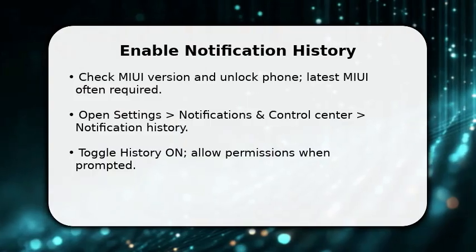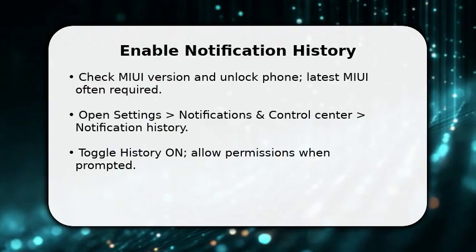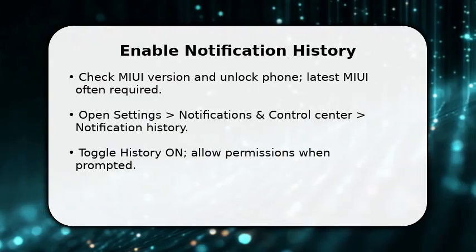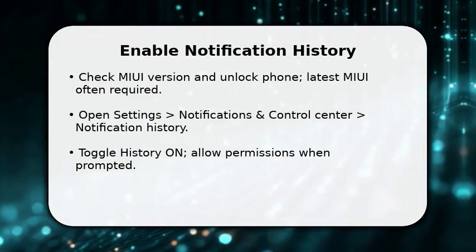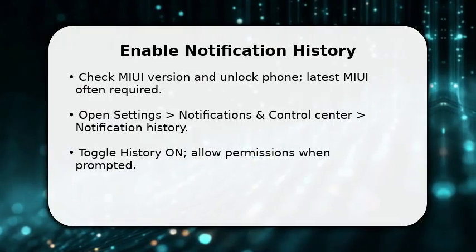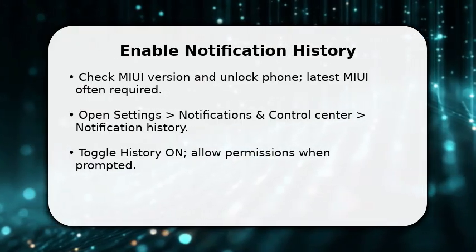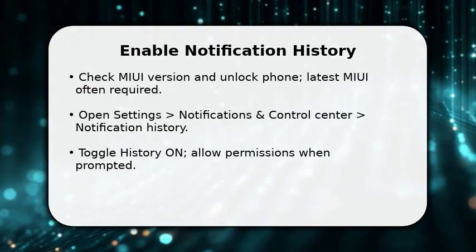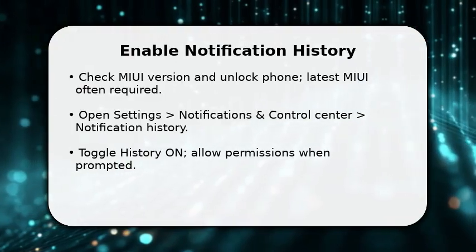You start by confirming your phone is updated and unlocked. Older MIUI may lack a history toggle. Open Settings, go straight to Notifications and Control Center, and tap Notification History. You must enable the toggle now so the system begins logging incoming alerts.